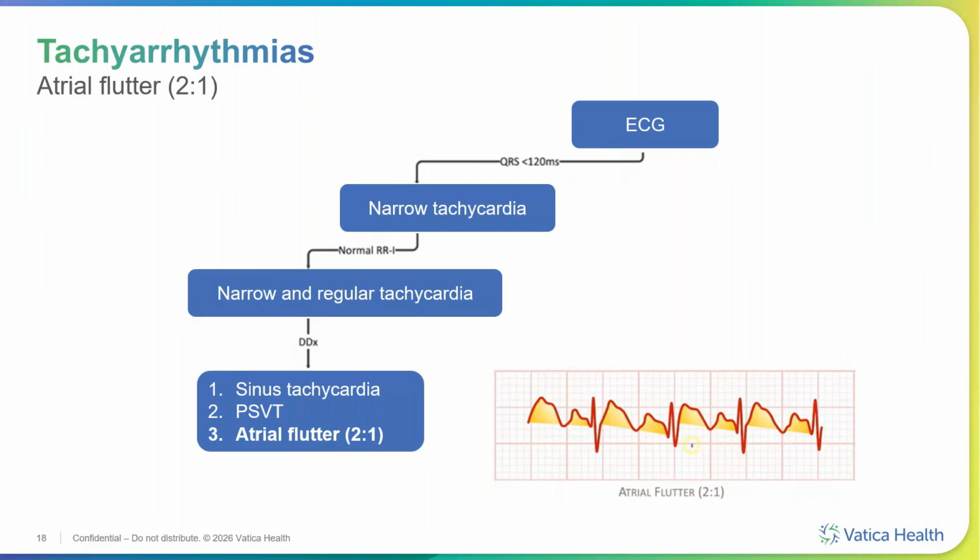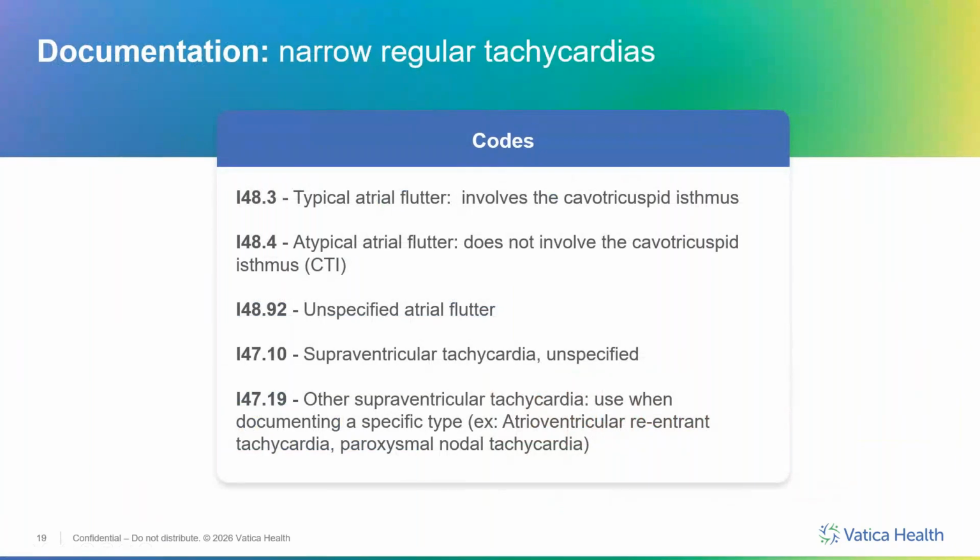So the next one is atrial flutter. You're looking for regular flutter waves, and a common AV conduction rate is 2-to-1 atrial flutter, meaning every other impulse goes through. So the atrial rate is around 300 and the ventricular rate is about 150. And here are the ICD-10 codes. Atrial flutter is classified as typical or atypical. In typical atrial flutter, the circuit is usually a counterclockwise rotation around the tricuspid valve, and it involves the CTI. And atypical atrial flutter does not involve the CTI.